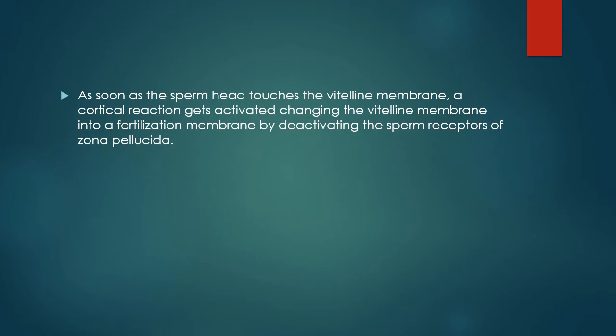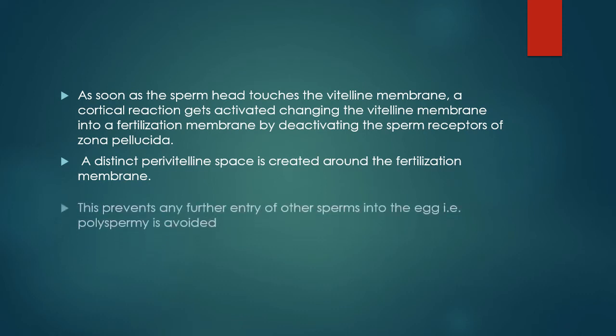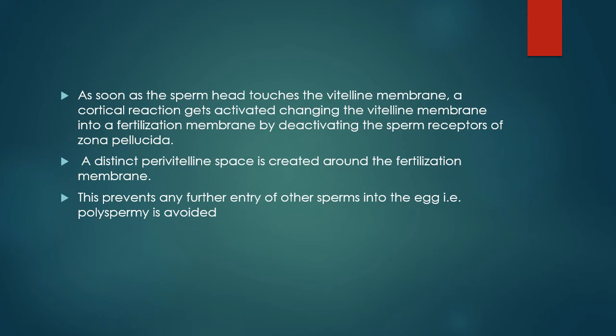As soon as the sperm head touches the vitelline membrane, a cortical reaction gets activated, changing the vitelline membrane into a fertilization membrane by deactivating the sperm receptors of zona pellucida. A distinct perivitelline space is created around the fertilization membrane. This prevents any further entry of other sperms into the egg, that is, polyspermy is avoided.